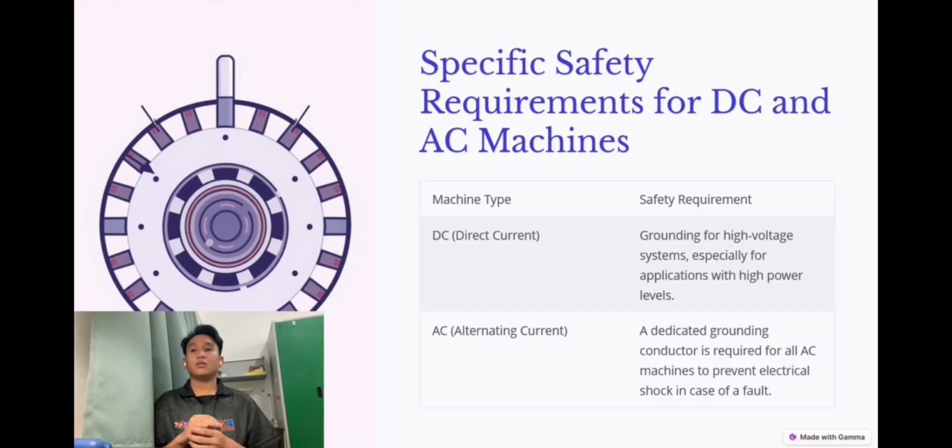Specific safety requirements for DC and AC machines. For DC, direct current, grounding is needed for high voltage systems, especially for applications with high power levels. AC is alternating current. A dedicated grounding conductor is required for all AC machines to prevent electrical shock in case of a fault.